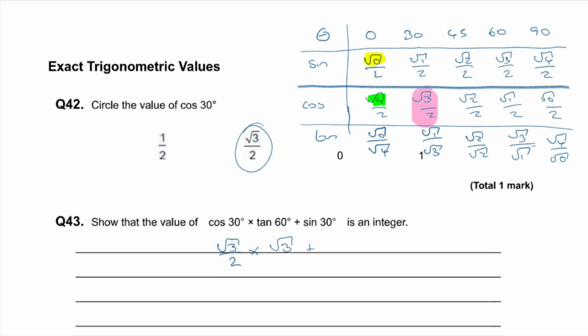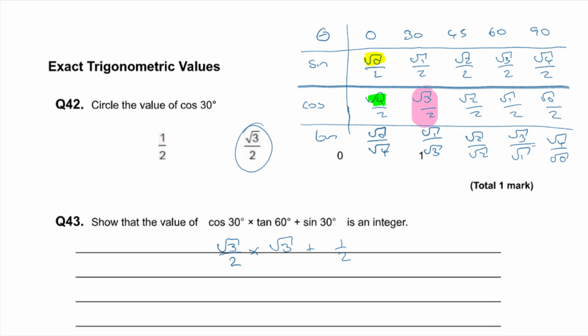And then plus the sine of 30. So in my table, I've written root 1 over 2. Well, root 1 is just 1. So that's the same thing as 1 over 2. It's just a half. Okay, so that gives me a half. Okay, so this is what I mean about simplifying these values as you pull them out and use them. Okay, so I've got root 3 over 2 times root 3 plus half.